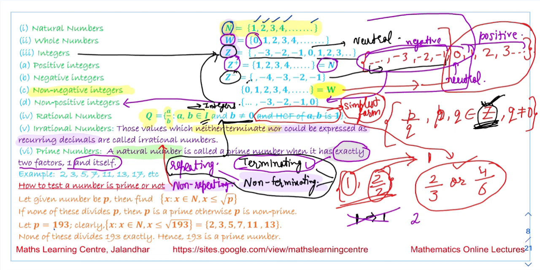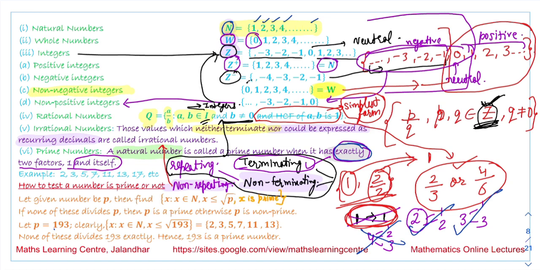Next number we have is 2. 2 has two factors, 1 and 2. 3 has two factors, 1 and 3. 4 has factors 1, 2 and 4. So we are saying 2 is a prime number, 3 is a prime number, but 4 is not a prime number. This is the definition of a prime number, that it should have exactly two factors. An important point to note is that 1 is not a prime number. Next is how to test a number.